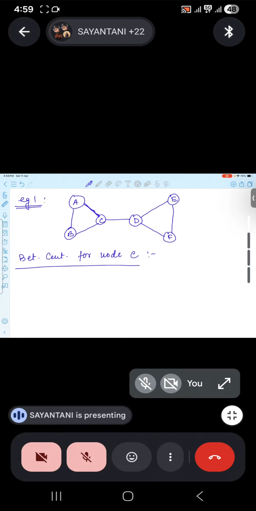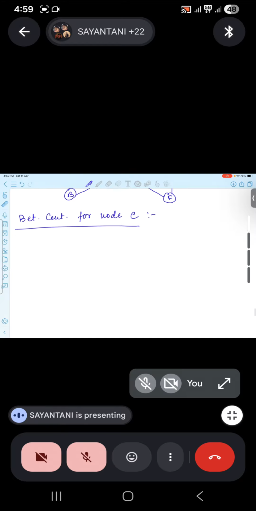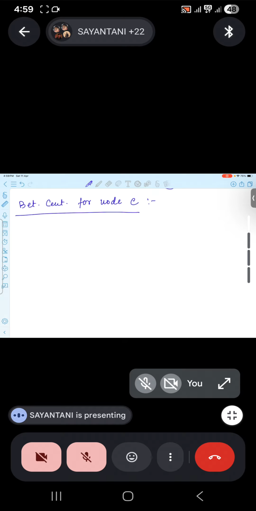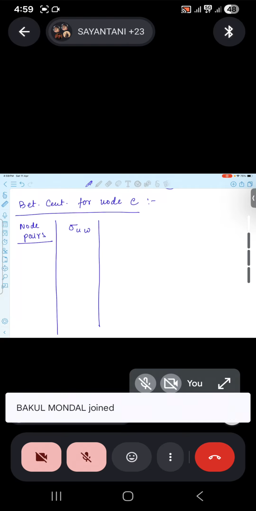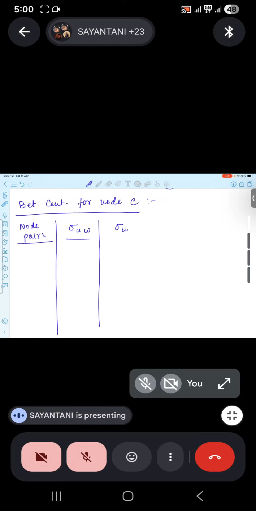I hope all of you have drawn the graph, as I'm proceeding. You have to make 4 columns. First is node pairs. Next, the term sigma uw, what was there in the formula. Then sigma uw of v, and then the ratio sigma uw of node v divided by sigma uw.